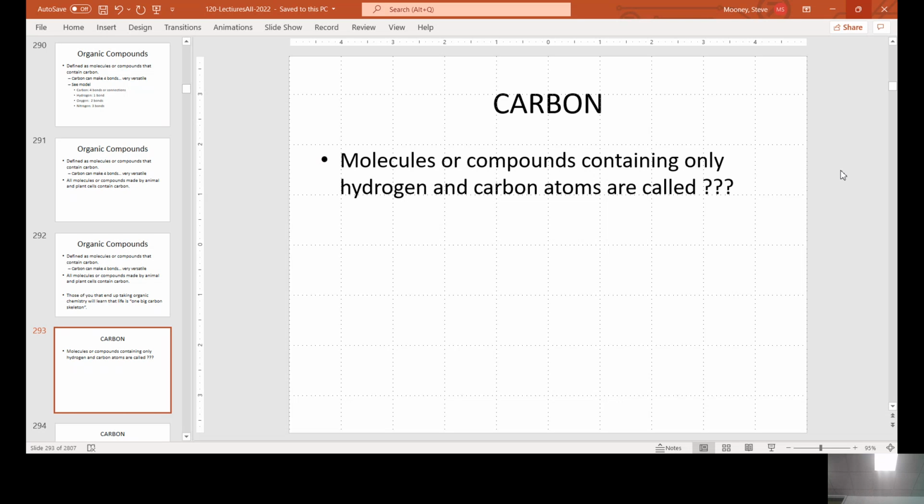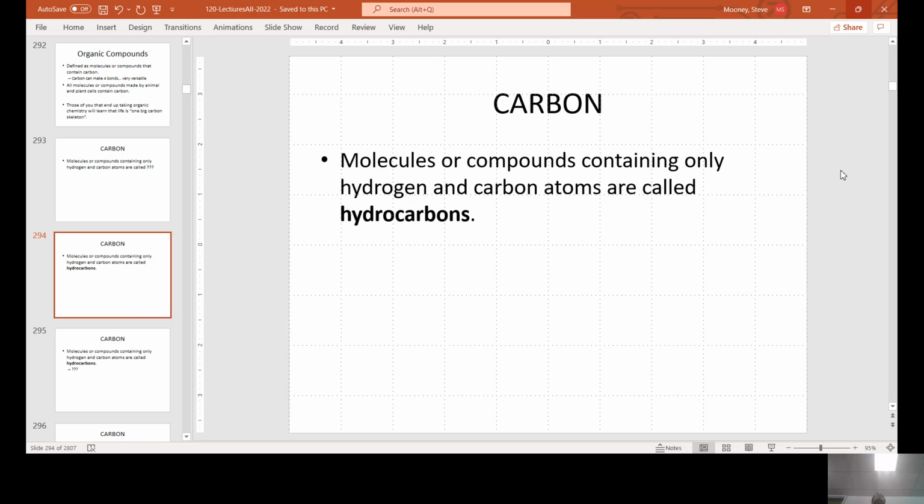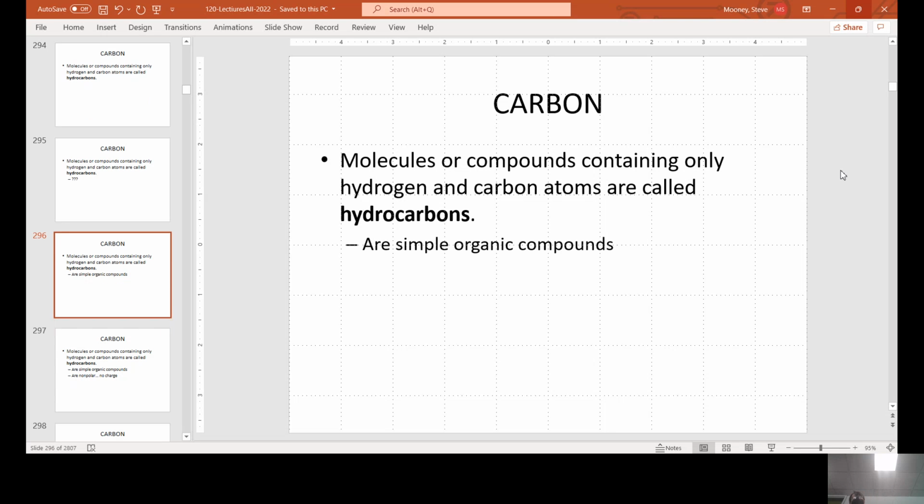If we're doing carbon, the simplest molecules we can make are just hydrogen and carbon atoms put together. So only two elements combined in a variety of different shapes and sizes. Does anybody know what those things might be called? Hydrocarbons. These are the basic building blocks, the backbone, if you will, of all compounds in the body. What we add to those hydrocarbons determines the chemical properties, what the reactivity is of that hydrocarbon. So they're very simple organic compounds. Two elements, hydrogen and carbon, put together.